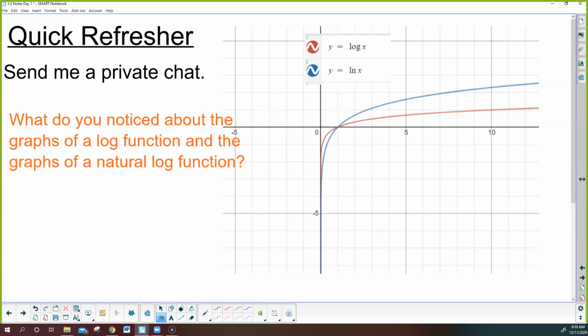They both start at the same point but move differently. Nice, Lauren. The blue one is much higher than the red one. Yep. They intersect at one point. The natural log function is larger than the log function. Okay, the natural log function goes higher on the graph.